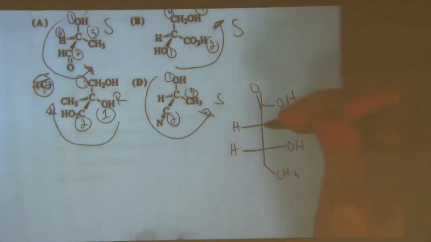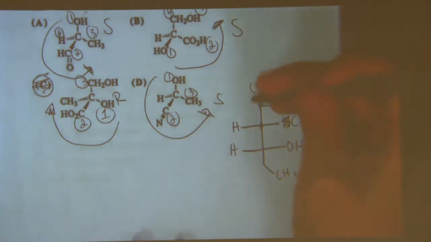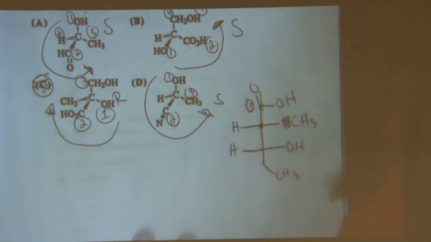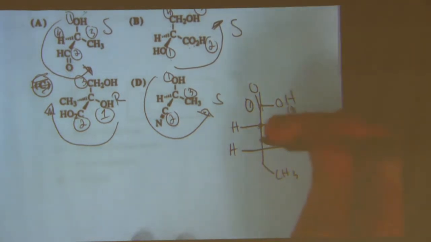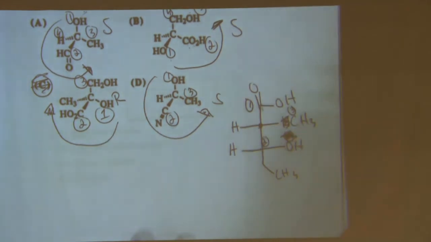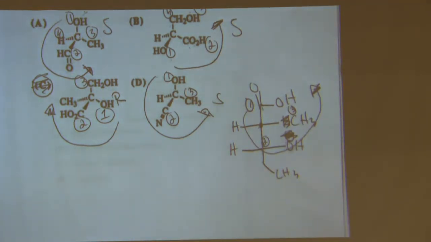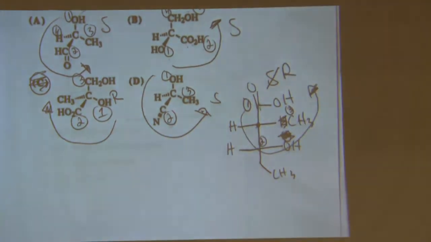So for this one, what would be priority group number 1 for this carbon? The carboxylic acid group, right? Because we have a carbon here and a carbon here and a carbon here. But this carbon is directly bonded to a double bonded O, where this carbon is only directly bonded to a single bonded oxygen. So this one is higher. And then this would be 2. And then this would be 3. I'm sorry, that's what I meant. So it goes this way, right? So that's S, but really it's R, right? Because the hydrogen is on a wedge, so you have to flip it.